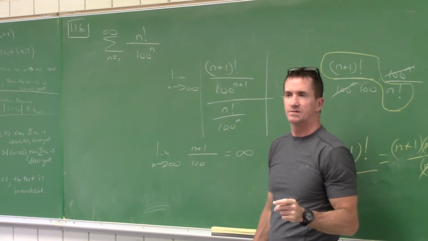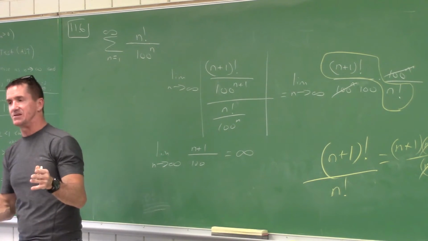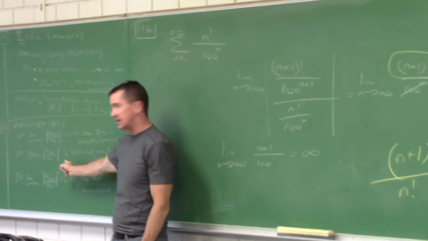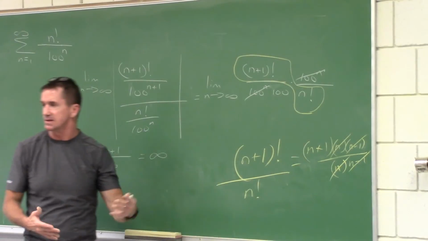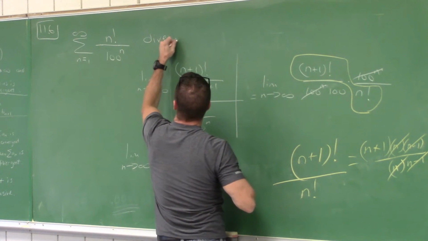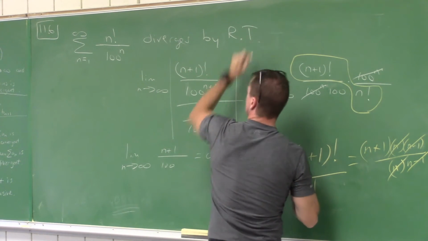So what's my answer? By the ratio test. This is way better than that alternating series test. We had to go to another test. It has a test for divergence. What happened is your limit is greater than 1 or not, or infinity. In this case, it's infinity. What can I say? This series diverges by the ratio test.